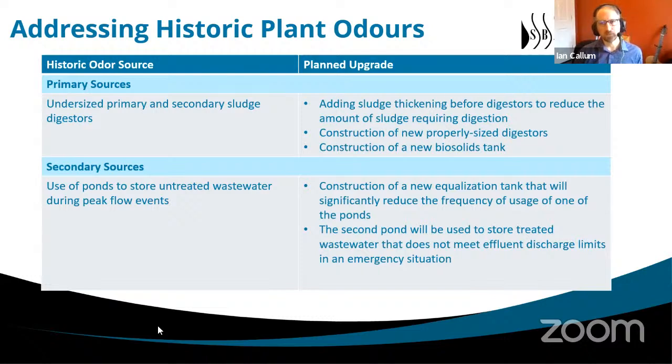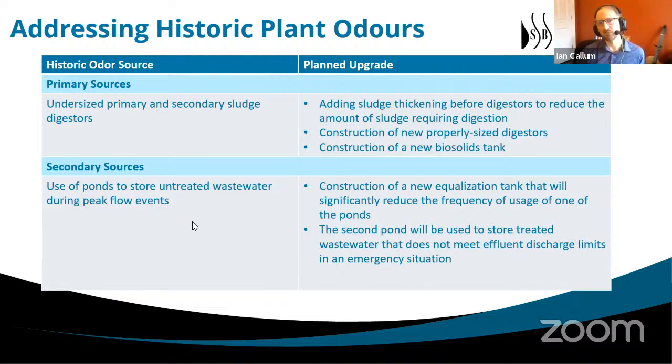The two primary sources for the occurrence of odors at that plant are undersized primary and secondary sludge digesters. And so we would be proposing with the design upgrade to add sludge thickening before the digesters to reduce the amount of sludge requiring digestion. We'd be looking at constructing new properly sized digesters and also a new biosolids tank.